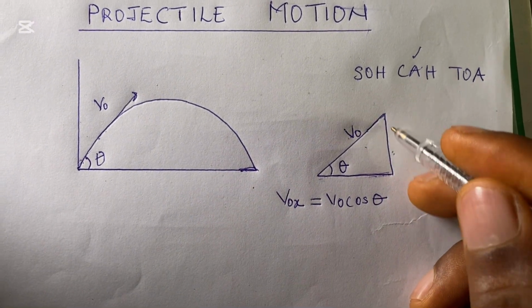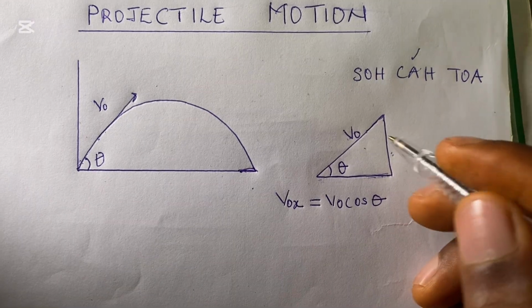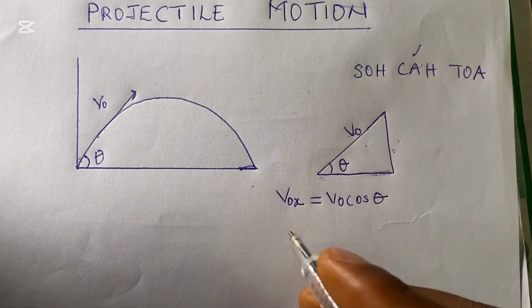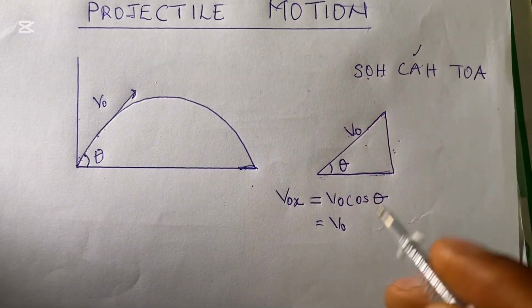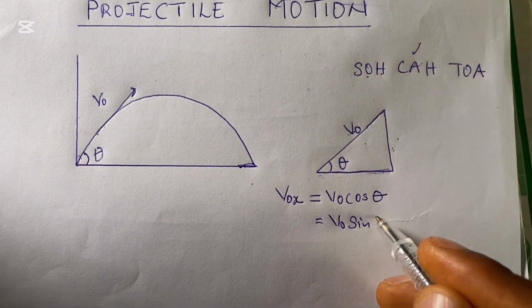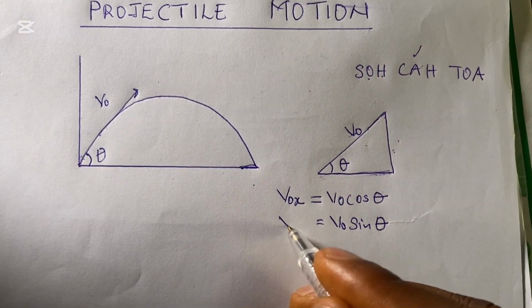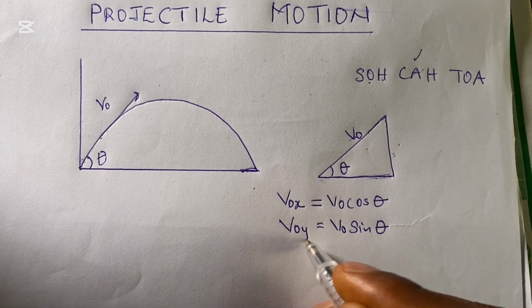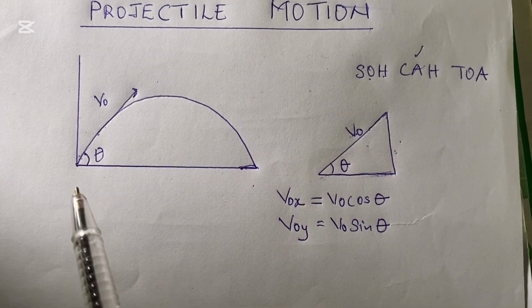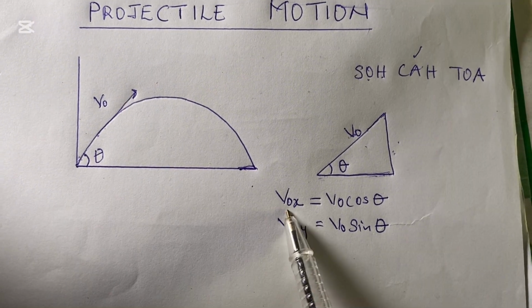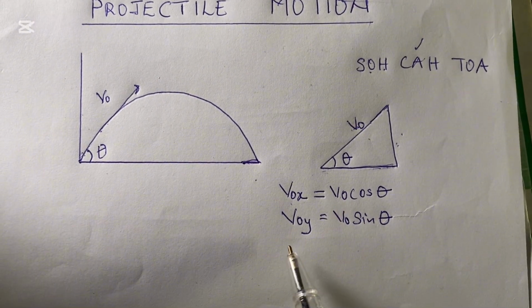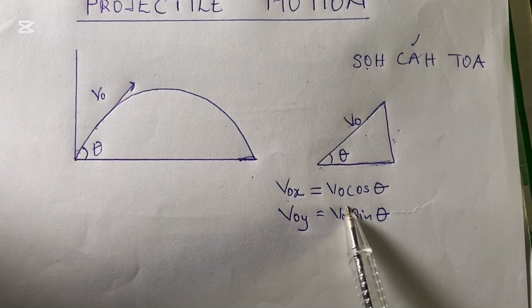And now the one on the y-axis, this is opposite over hypotenuse. So you're going to have v0 sine theta. Let's call this v0y. So this means that when a ball is projected with an initial velocity, there is initial velocity on the x-axis and there's also initial velocity on the y-axis, and this is how to find them.